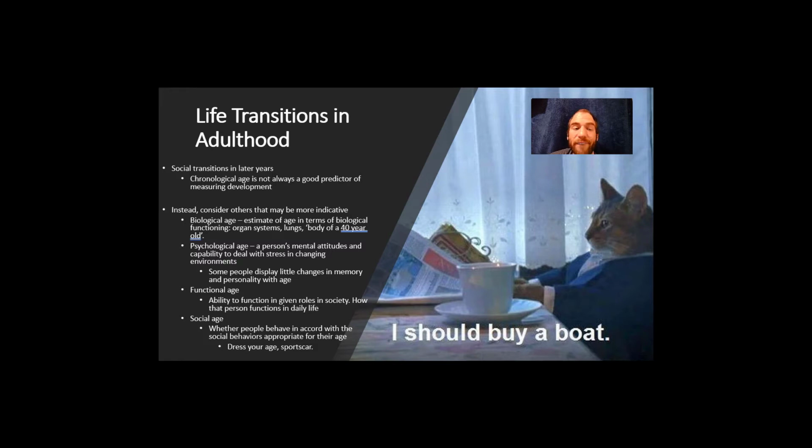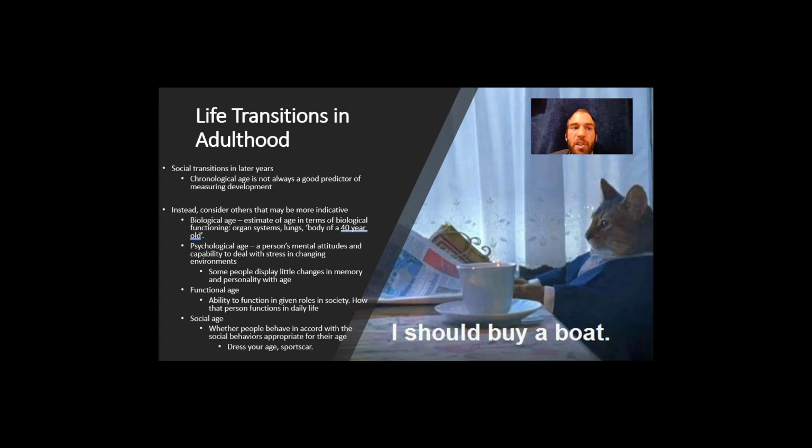Their functional age is their ability to function in given roles in society. So, AKA how that person functions in daily life. So, are you capable of going to work, taking a shower, cooking your food, etc.